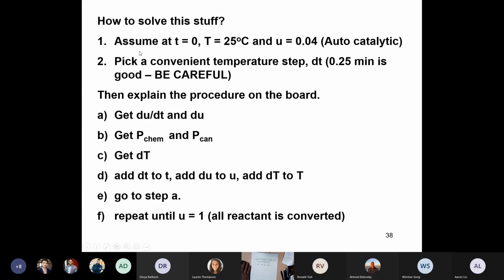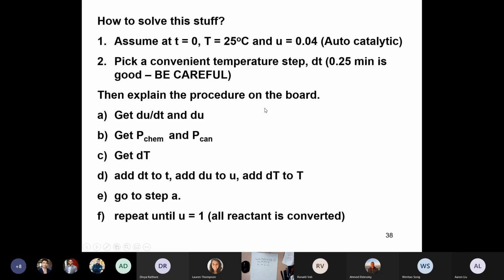And then what do you do? So you assume that at T equals 0, the temperature is room temperature, and there's some starting value of U because it's autocatalytic. So maybe it's 0.04. It could be something else, 0.02, 0.01. You can pick something. And then you pick a convenient temperature step. So a time step of about 1/4 of a minute is good. And then you go ahead and start doing this.